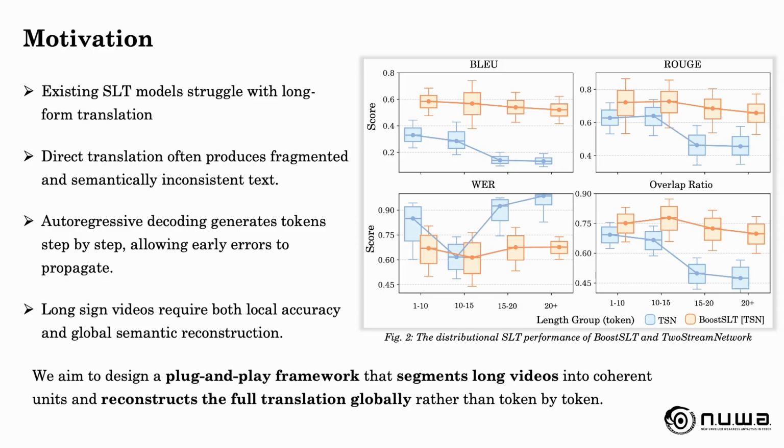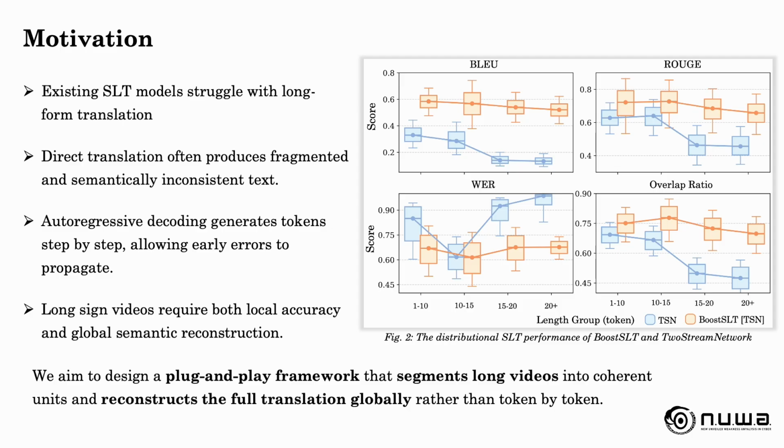However, when the input becomes longer and closer to real signing videos, current systems still have clear problems. The first problem is weak coherence in long sequences. In a long sign video, many mini units are connected together. A model may translate some short parts correctly, but the final sentence can still be incomplete, broken, or inconsistent in meaning.